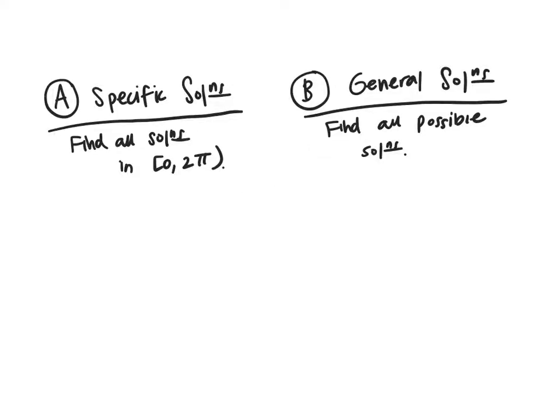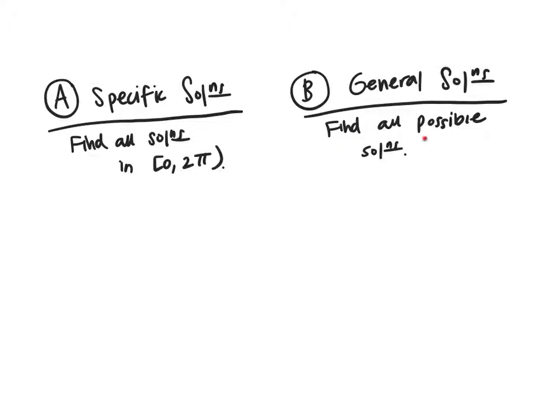So in this lesson, you need to be able to find two types of solutions. One are specific solutions, where the directions will say find all solutions in the interval 0 to 2 pi. General solutions are when you have to find all possible solutions. So again, if the direction says to find all solutions in a specific interval 0 to 2 pi, you'll just look at your unit circle and look for the answers there.